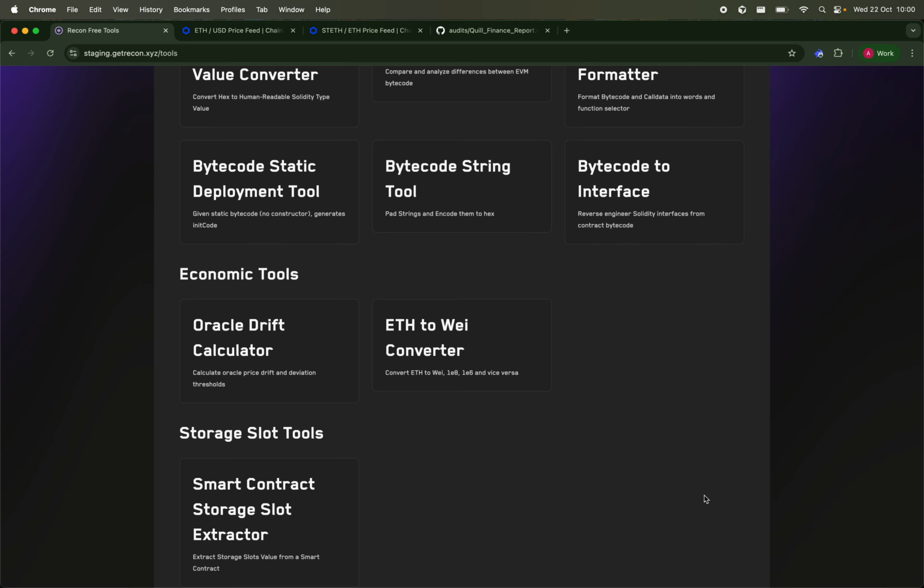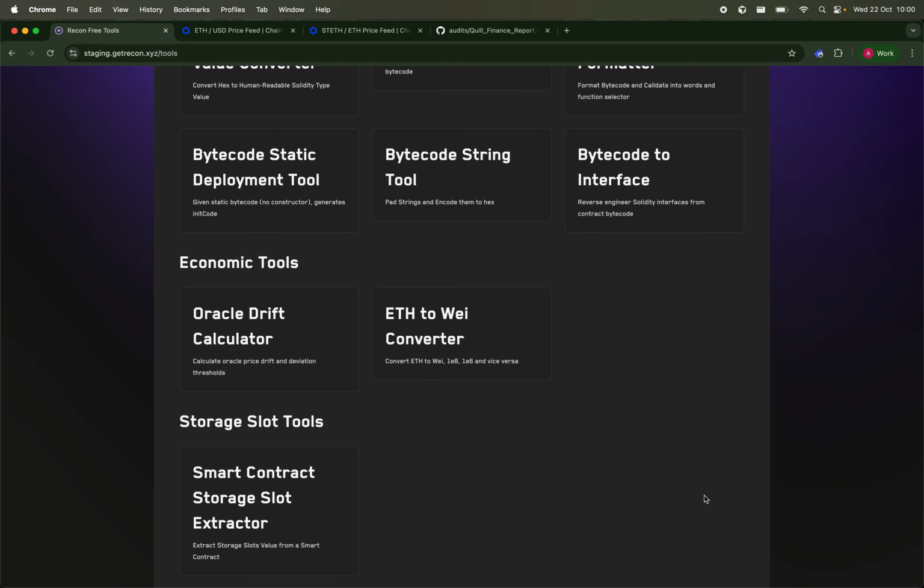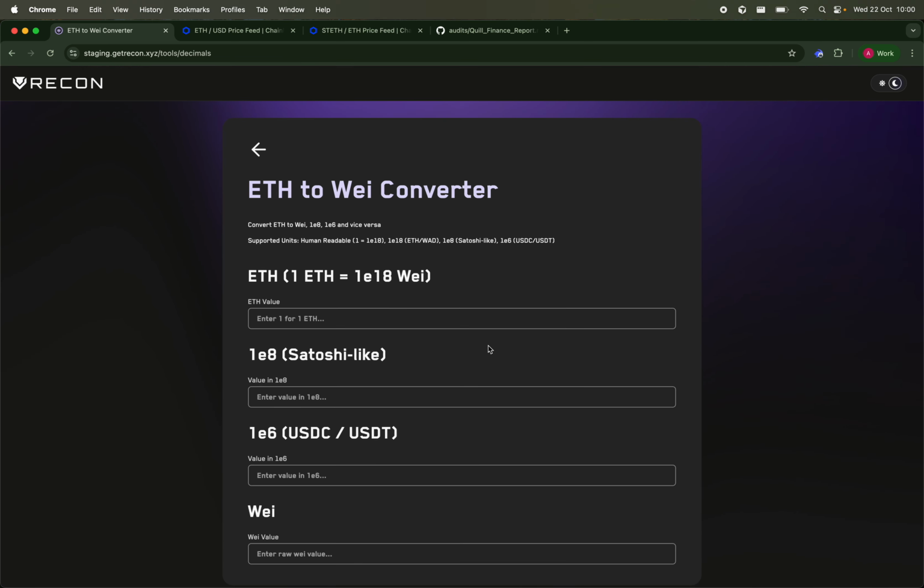This is the economic section of the Recon tools. You can access all tools at /tools on our website. And over time, these are going to improve and we're going to add more. The first tool is actually very straightforward: it's a unit converter.